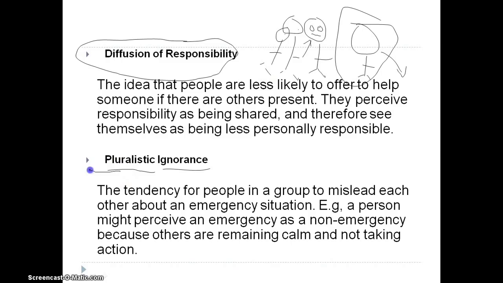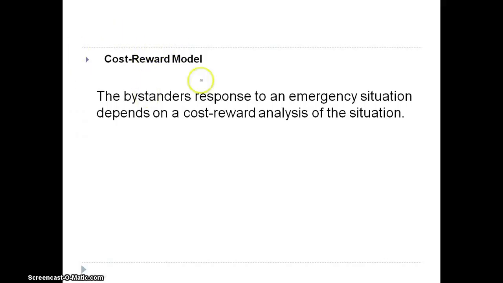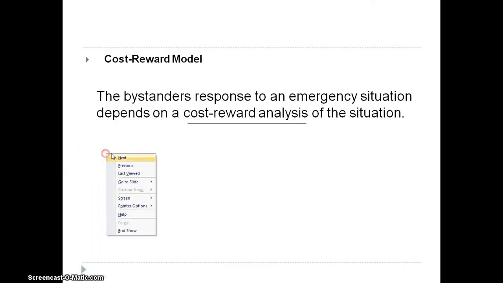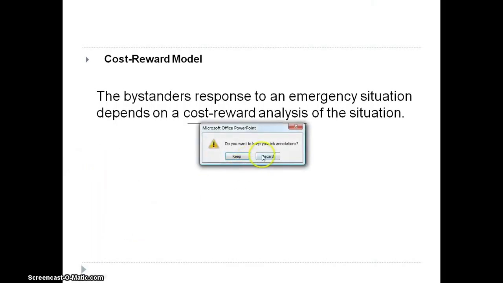And that's pluralistic ignorance. So there's a slight difference between those two terms: diffusing the responsibility between you and saying, well, it's not my responsibility, it's everybody's. And pluralistic ignorance, where you kind of pick up cues from other people that there isn't a danger. And the cost reward model is what we have explained. So emergency situation, whether you help or not depends on a cost reward analysis. Okay, so now use your Core Studies 2 guide to take notes on the study details.